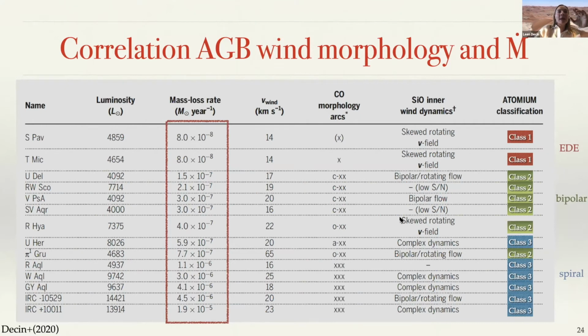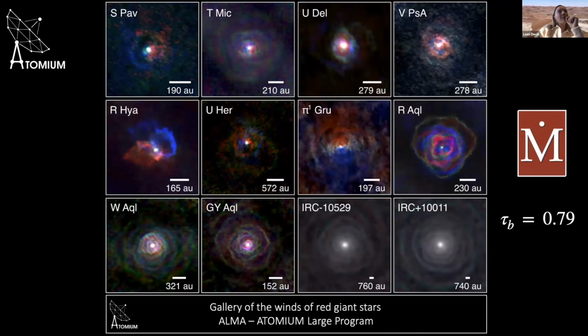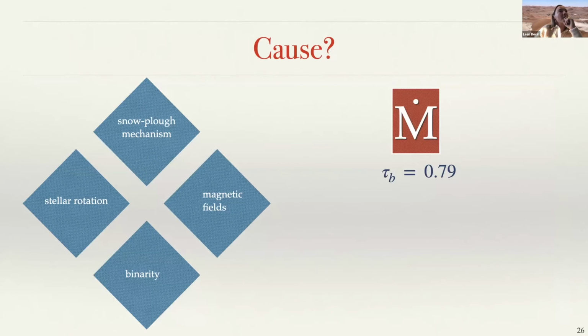Green ones I could recognize as having a bipolar outflow, while the blue ones had a spiral structure in the stellar winds. So whatever mechanism you are looking at, it was a mechanism that had a correlation with the mass loss rate, and it has a very strong correlation coefficient, almost 0.8. So of each of these causes that I have presented already to you, which one can now give you a correlation with the mass loss rate?